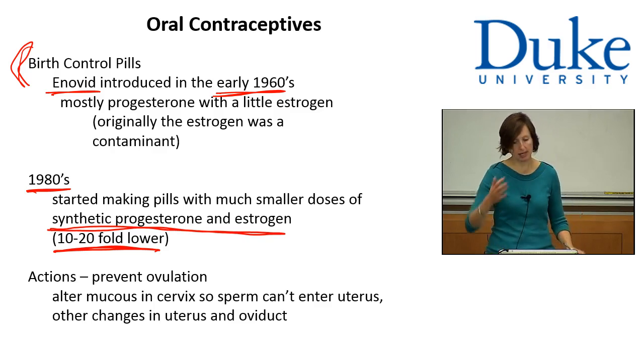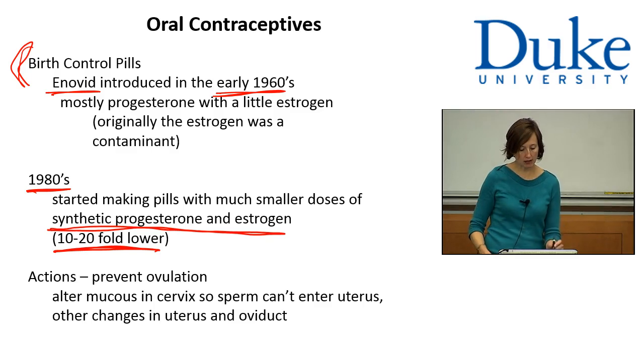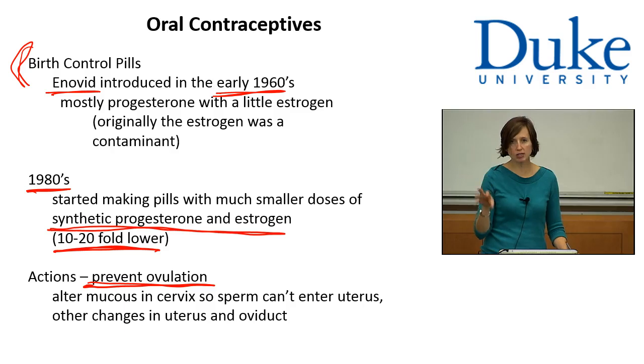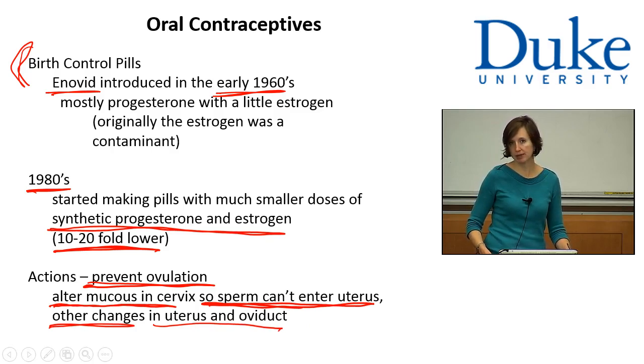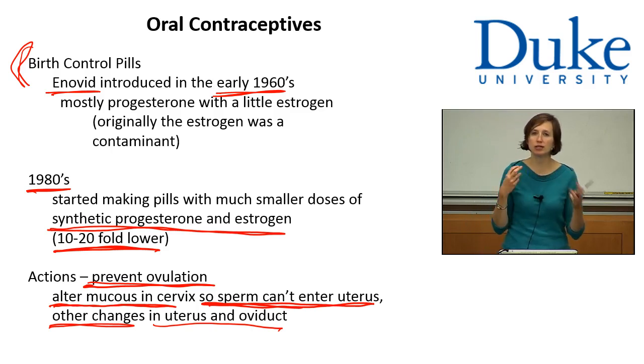So birth control pills, as I said, are going to act to keep GnRH low. They act to prevent ovulation by preventing the LH surge, but they also have other effects that are very important in preventing pregnancy. One is to alter the mucus in the cervix, which is the first part of the uterus, making the mucus sticky so that sperm can't enter the uterus. So that's another very important effect of the birth control pills. And then there are also other changes in the uterus and oviduct that make pregnancy less likely as well.